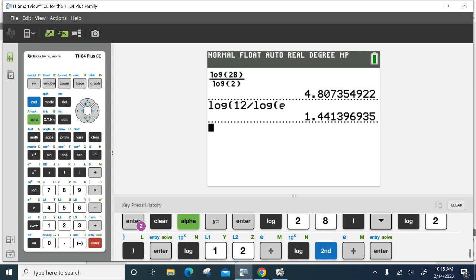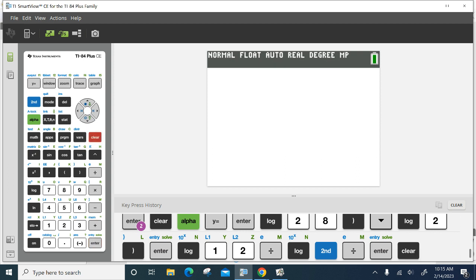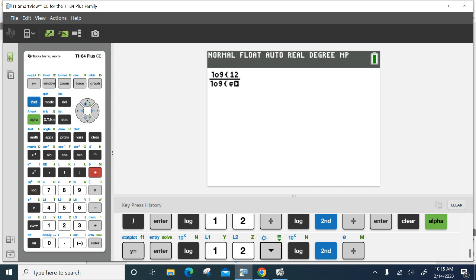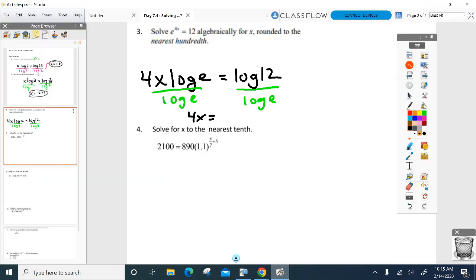Look good, 1.44? No? 2.4. All right, this is my perfect. Use fraction templates, Carlino. Use fraction templates. Log 12 over log e. Better? There we go. Use your fraction templates, like I always tell you.